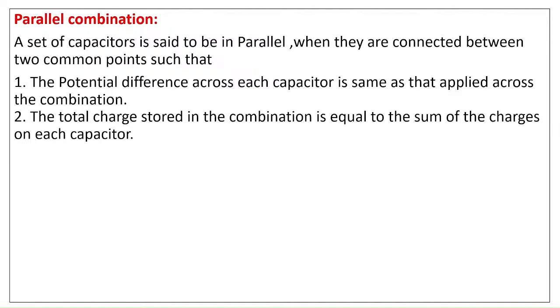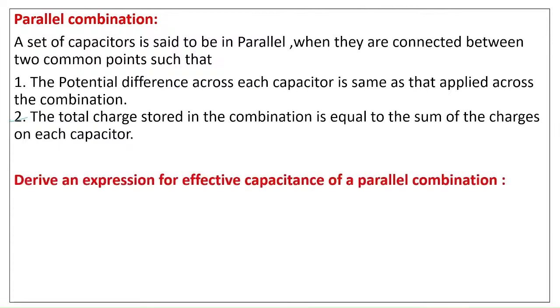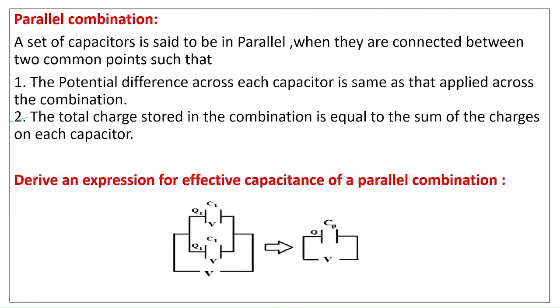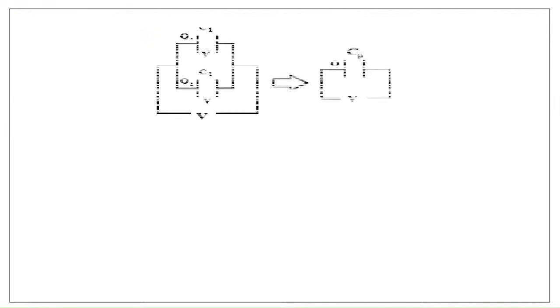The potential difference across each capacitor is the same as that applied across the combination. 2. The total charge stored in the combination is equal to the sum of the charges on each capacitor. Let's derive an expression for effective capacitance of a parallel combination.